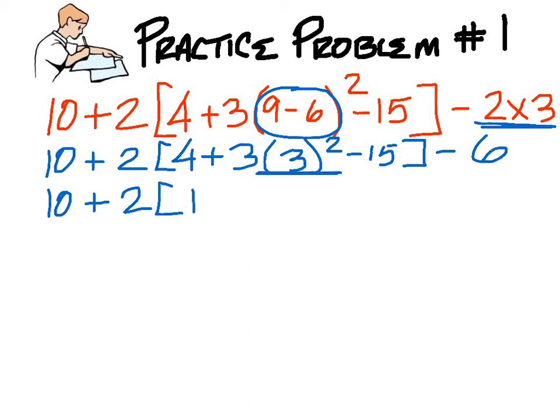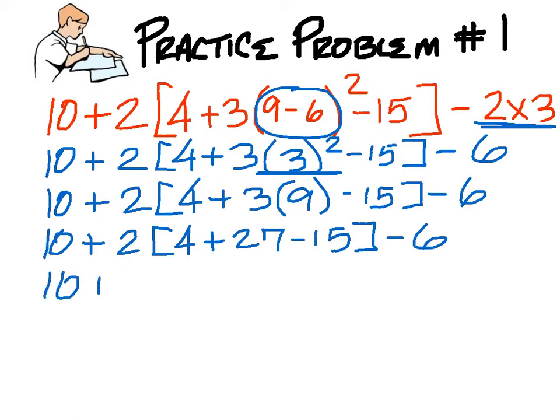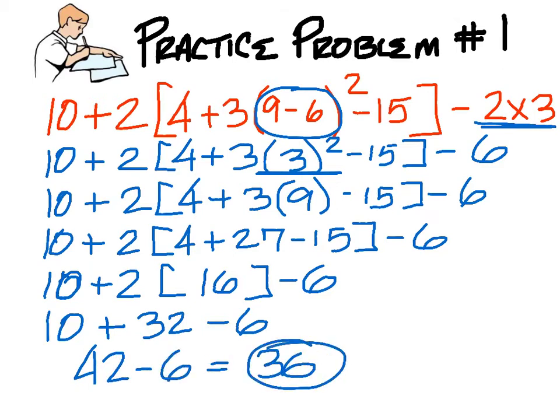Now, 3 squared here is 9. So that'll give us a 3 times 9. Everything else stays the same. 3 times 9 is going to be 27. And then everything else stays the same. Now back inside the brackets, you go left to right. 4 plus 27 is 31, minus 15 is 16. 16 times 2 is 32, and then 10 plus 32 is 42, minus 6 is 36.